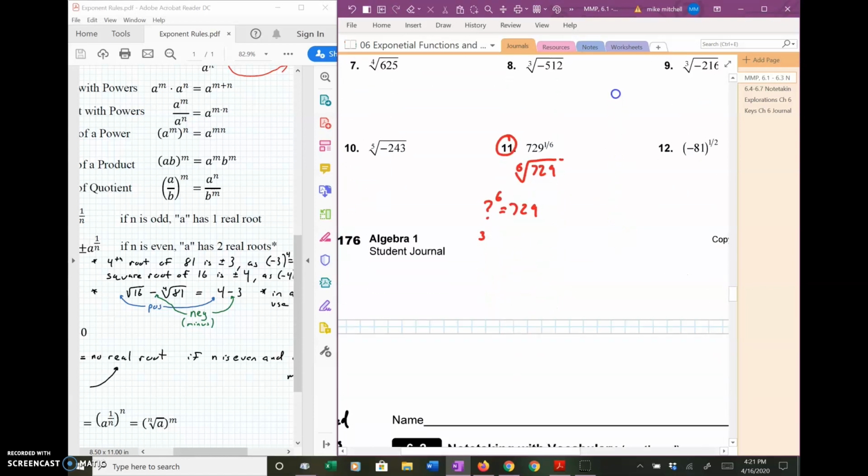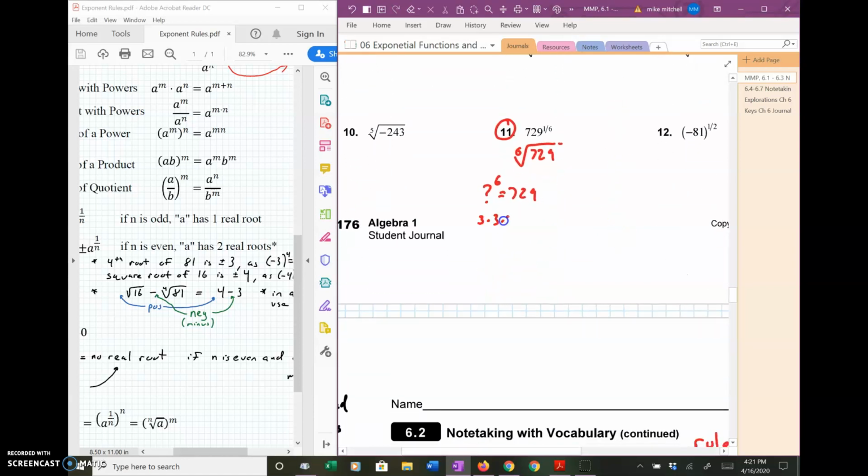3, let's just slide this up. 3 times 3 times 3 times 3 times 3 times 3. I'm going to have to multiply six 3s. 3 times 3 is 9. That gives me 81. That's going to give me 243. Oops, I missed one here. That should have been 27. 27 times 3 is 81. 81 times 3 is 243. And 243 times 3, that's going to be my 729 right there.